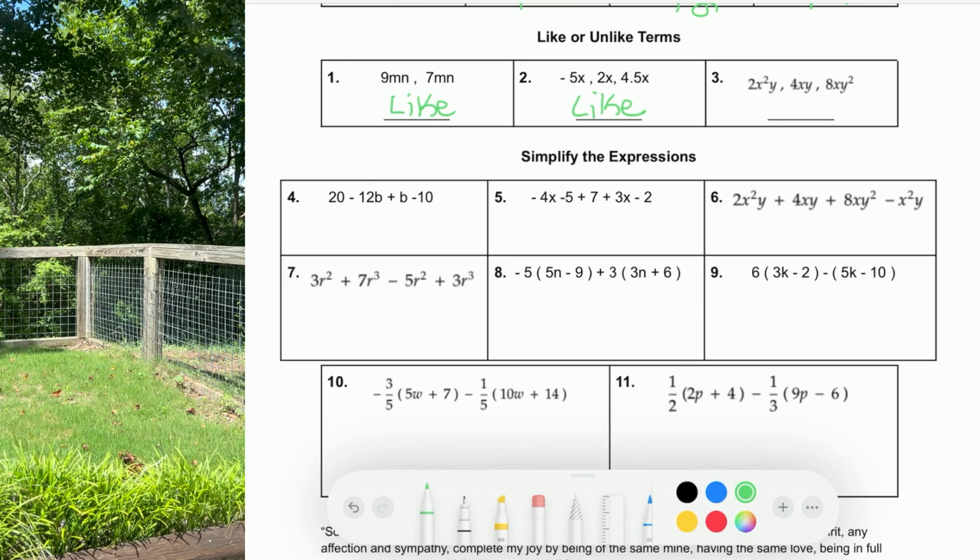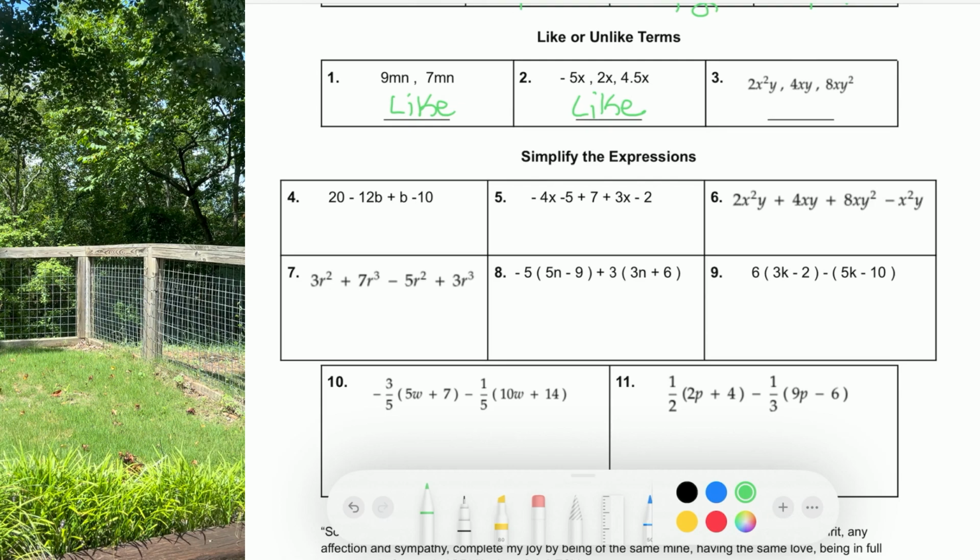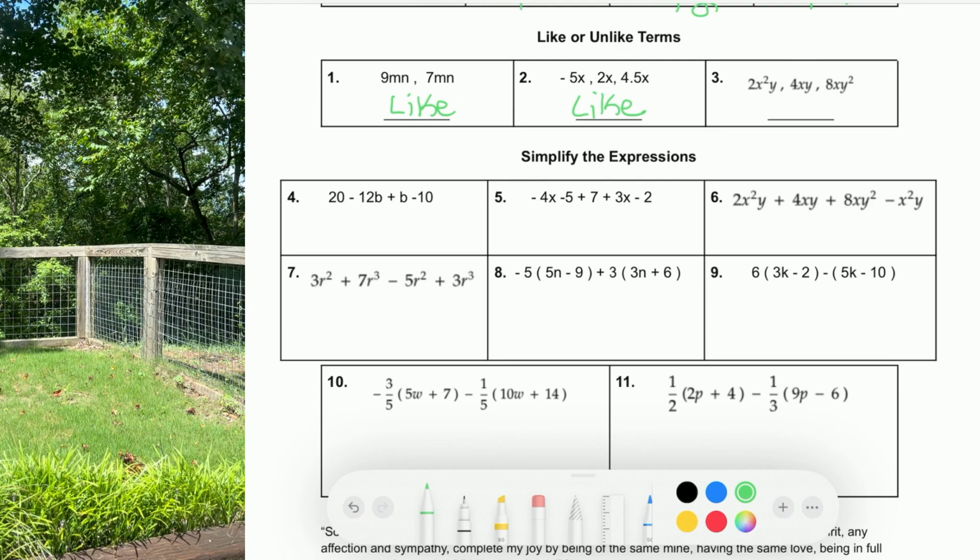We have another problem. Our y's do not match. We have 2 y's that have a power of 1, and then we have 1 y that is squared to a power of 2. So they're not alike either. So in number 3, we're going to put the word unlike. These are unlike terms. They do not match.